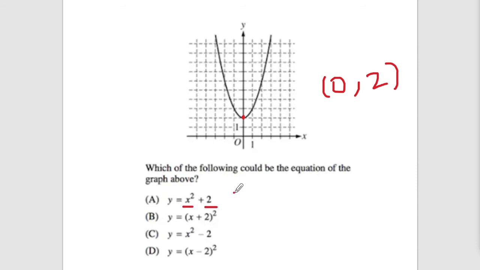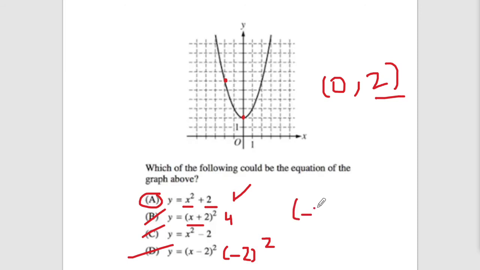If I plug in 0 here, I'm going to get 2. So this is good. If I plug in 0 here, I'm going to get 2 squared, which is 4. So obviously that's not 2, so it doesn't work. 0 minus 2 is -2, so that doesn't work either. 0 minus 2 is -2 squared, and that's 4, so that doesn't work either. So actually, this is the easiest question, and it's A. And I can check another value right here, which is (-2, 6). Checking: -2 squared is 4, plus 2, which equals 6. So obviously, A still works.